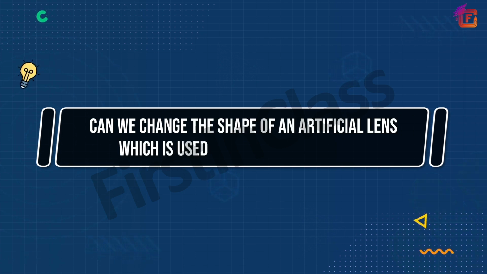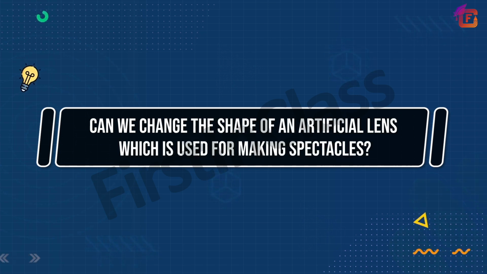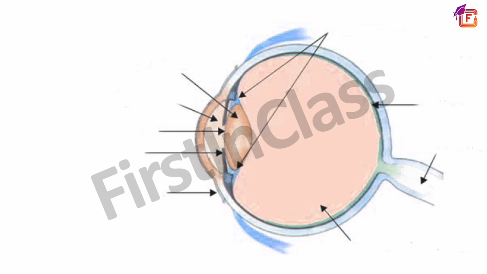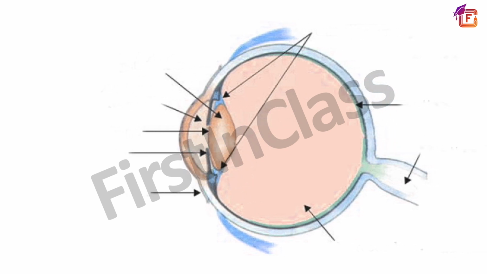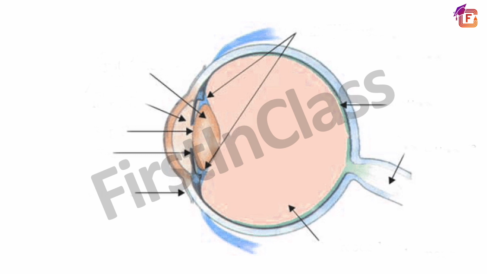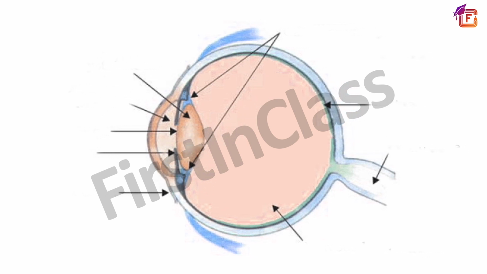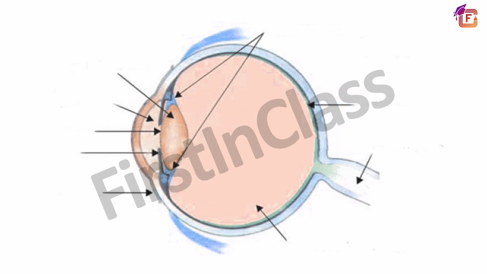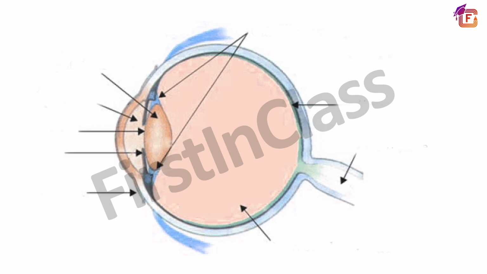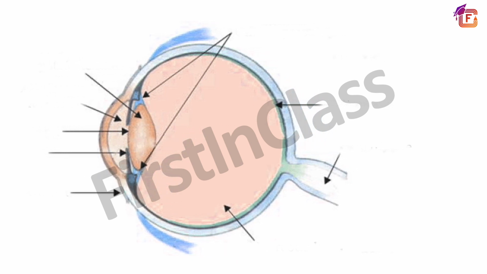Can we change the shape of an artificial lens which is used for making spectacles? No, because they are stiff. So how does our lens do it? The eye lens can change its shape because it is composed of a fibrous jelly-like material. As a result, it is a bit flexible and the ciliary muscle can change its curvature to some extent. With the change in the curvature, focal length also changes.